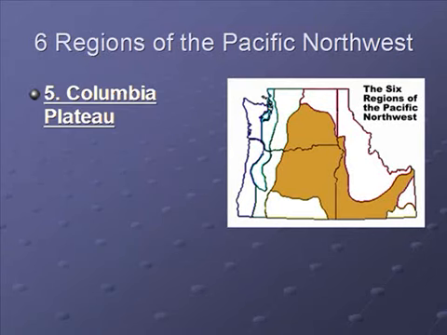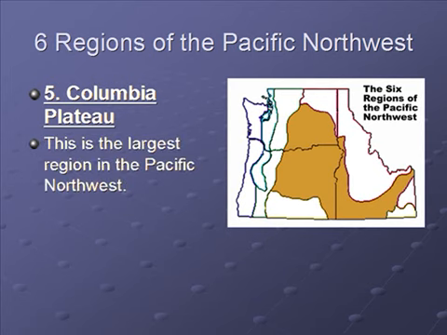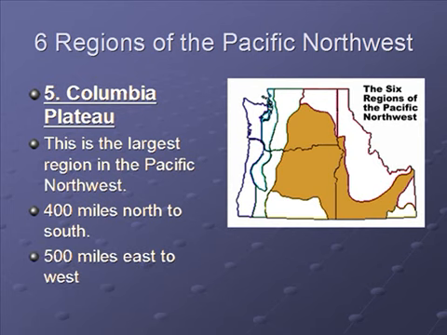The 5th region is the Columbia Plateau. This is the largest region in the Pacific Northwest, 400 miles from north to south and 500 miles from east to west. Much of this region is a plateau made from lava, and in portions it is as deep as 1,000 feet.